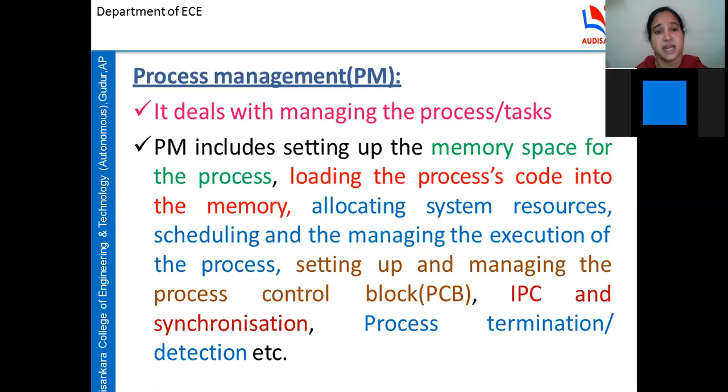This process management includes setting up the memory space for the process. A process is nothing but a program, a set of instructions, and it requires some memory space to store those instructions, right? Who will be responsible for allocating the memory space for these instructions? Process management is responsible for that. It also loads the process code into memory, allocates the system resources, schedules the execution of the process, manages the execution, and sets up the process control block.